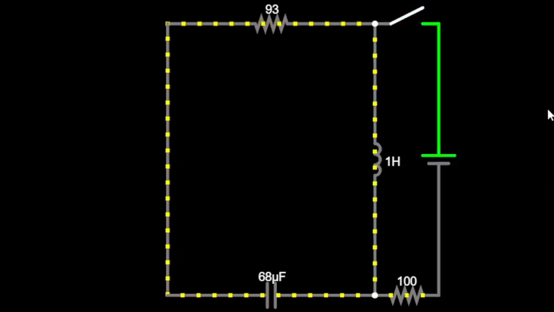So that's a simple explanation of an RLC circuit using a voltage source.